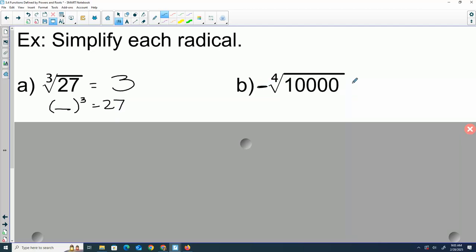B, if there's a negative on the outside, does that change anything? No, we just carry that negative onto our answer. What is the fourth root of 10,000? Grab a calculator if you don't have one, or if you don't know it.